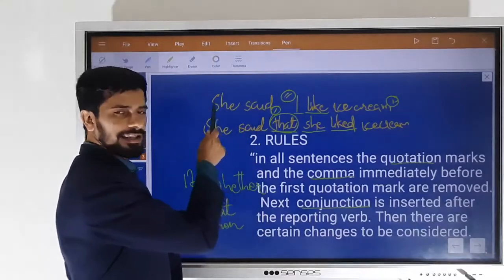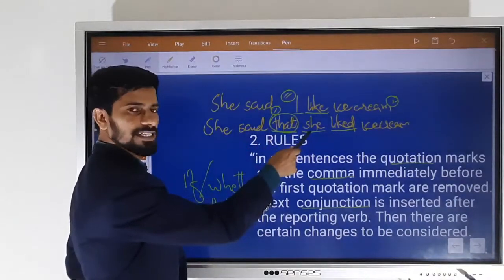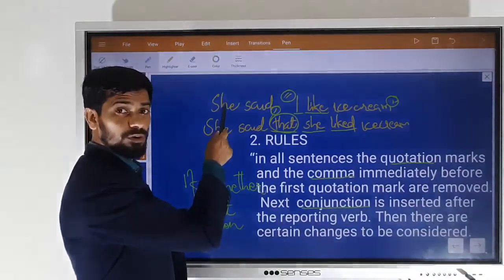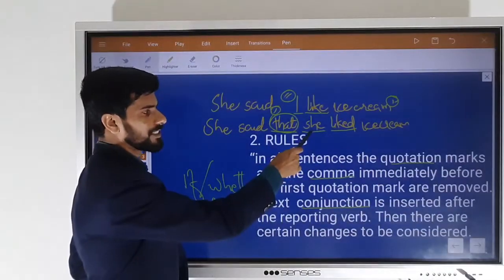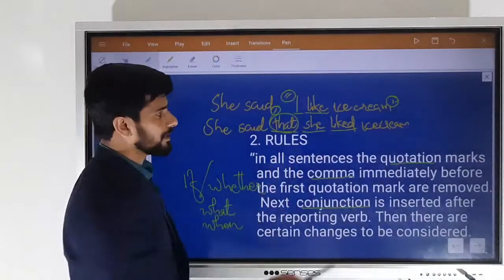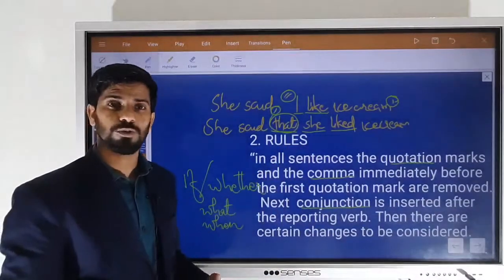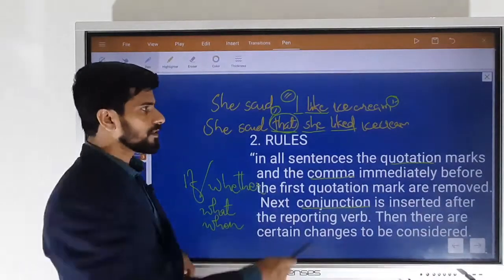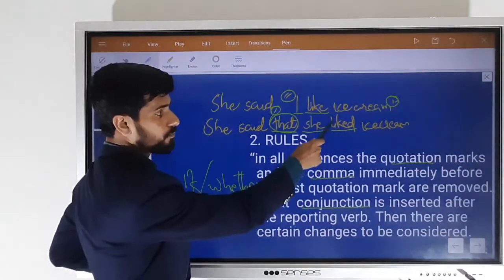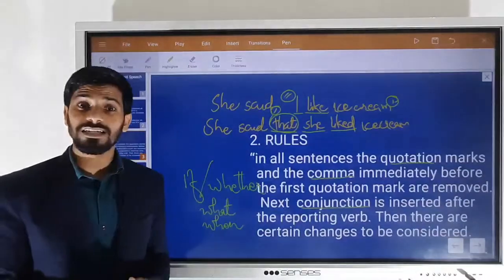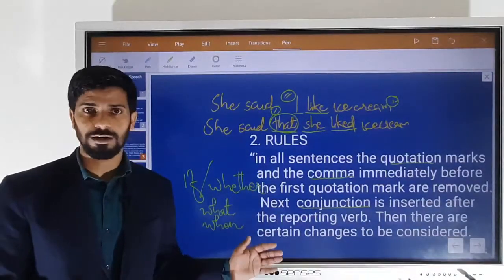Sentence was said by a lady. You convert the I as she, and if it was already told by a man or a boy, you can change it as he. Understood? And like is present tense, and present tense will be converted to past tense, right? So that's why like is converted as liked. These are the changes, and what are the other changes that take place we will be discussing in coming slides.